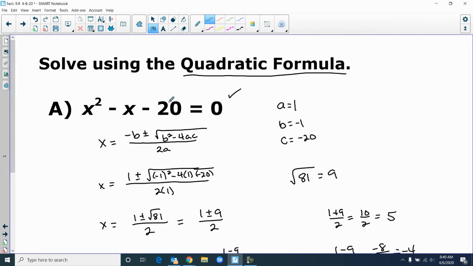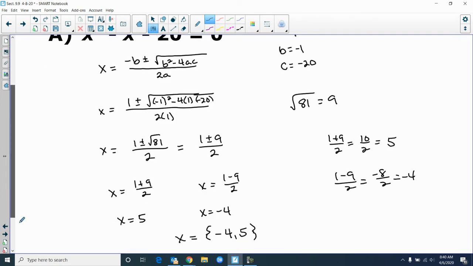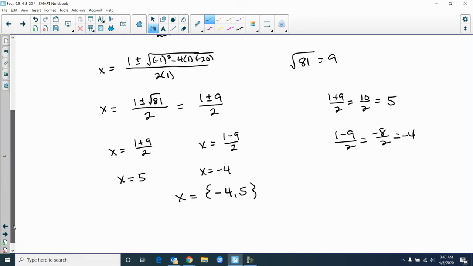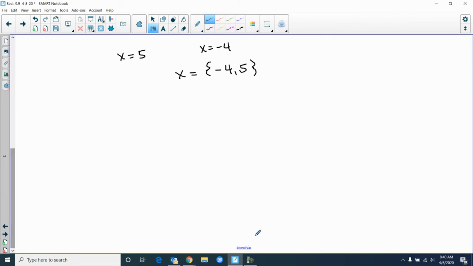Okay, so it doesn't matter which one. If I plug in 5, it's going to make that true. If I plug in negative 4, it'll make that true. Let me just do one of those, because we haven't spent a lot of time checking answers, and you should understand how that works. So we had x squared minus x minus 20. Just pay attention to this. If x equals 5, I'm telling you that's going to make this true. 5 squared minus 5 minus 20 should equal 0. 5 squared is 25.